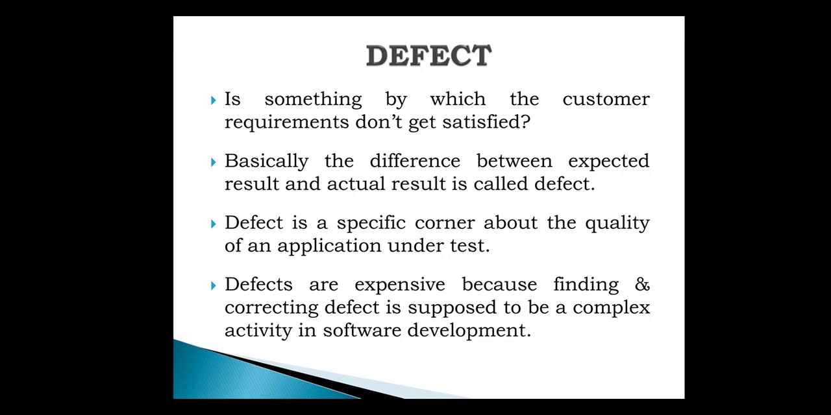Defects are expensive because finding and correcting a defect is supposed to be a complex activity in software development. It means we have to find a defect and again we have to rework on it to fix it. Okay, so it will take time, it will take efforts, it will take manpower, it will take resources. That's why its cost is also going to be high, and it also becomes a complex activity, right?